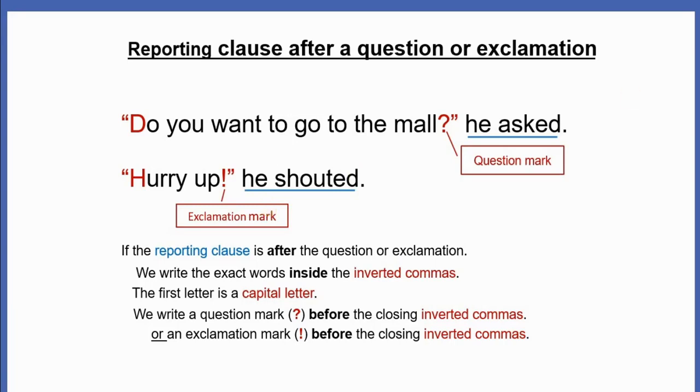So these are the exceptions. These are the only times we do not write a comma when it is a reporting clause after the direct speech. Okay? And finally, we write a full stop at the end of the reporting clause here. Okay?